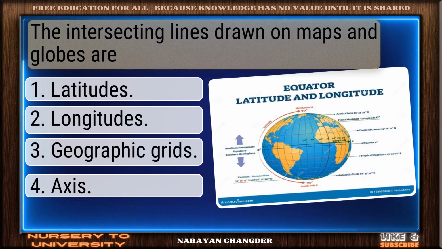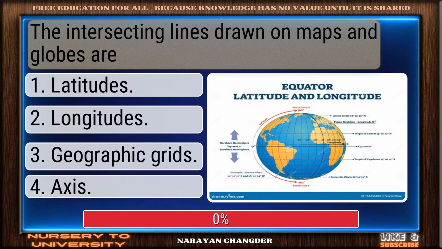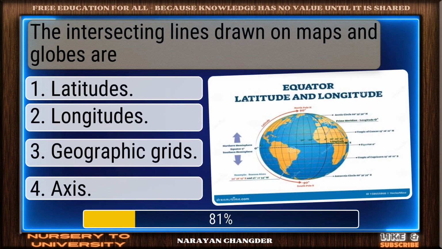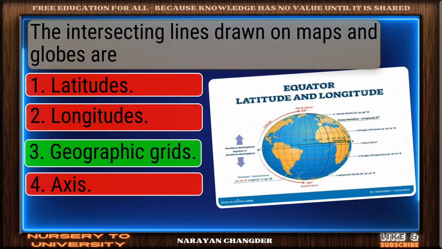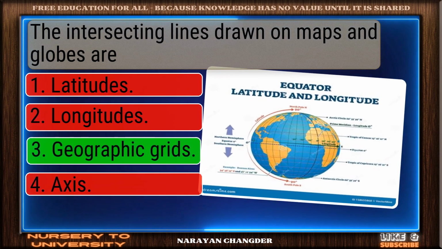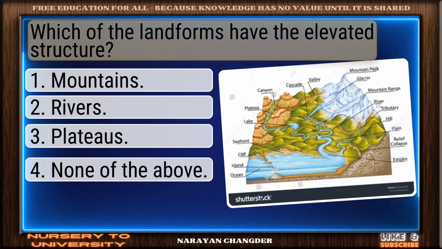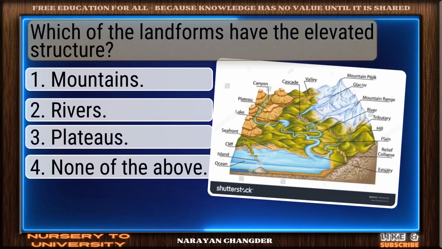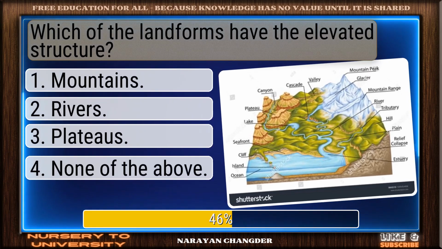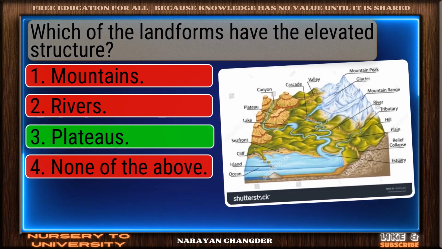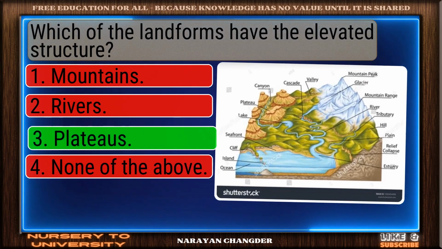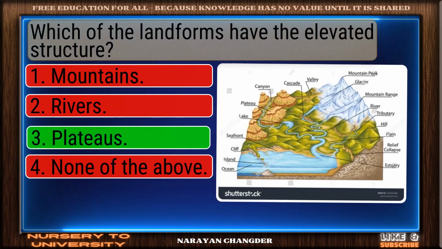The intersecting lines drawn on maps and globes are. Strong choice. Geographic grids is the right answer. Which of the landforms have the elevated structure? Well reasoned. Plateaus is the correct choice.